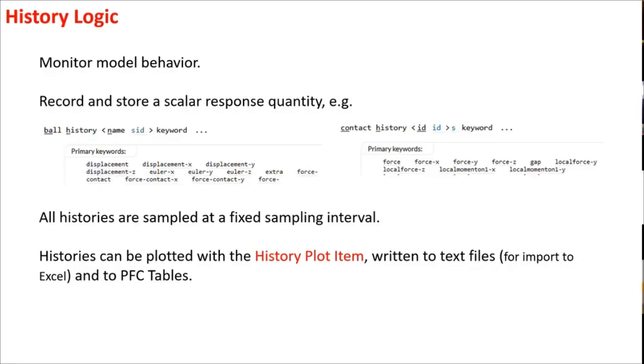And so you might have 16 histories being sampled, and the one limitation here is that they're all sampled at the same rate. So every 16 PFC steps, it samples the values, and you can tell it what that rate should be. It's typically 20 by default.